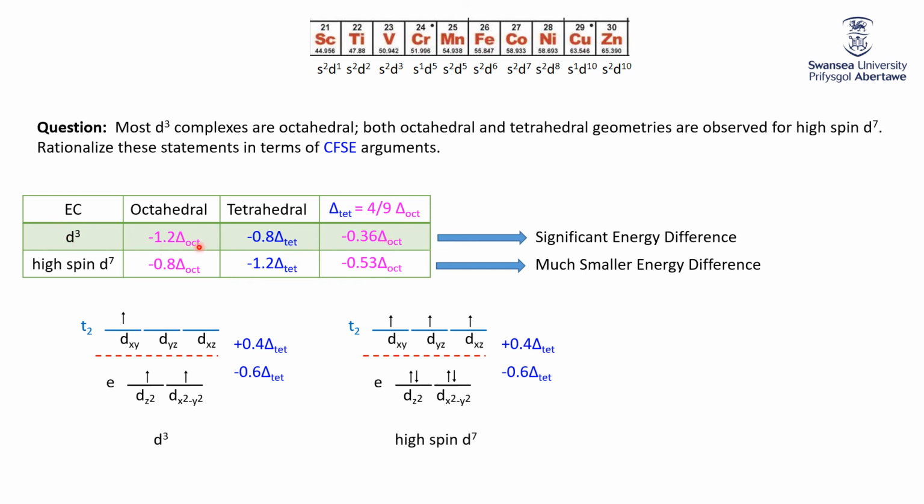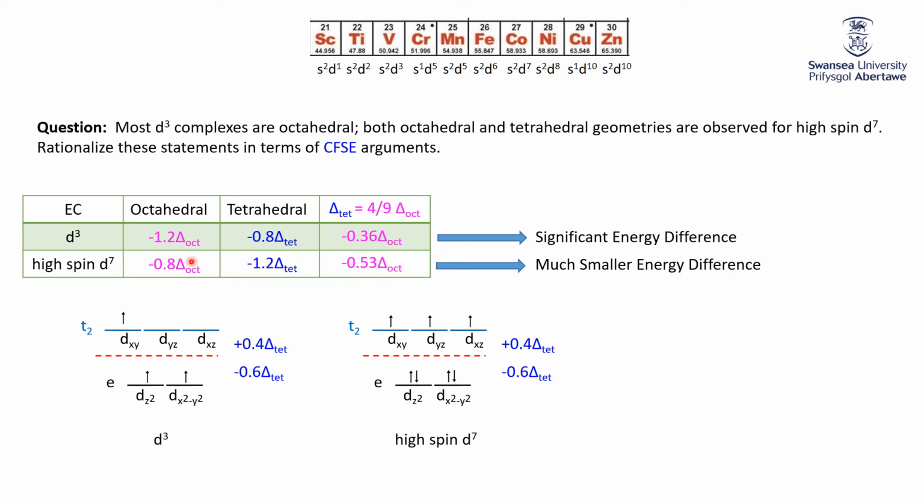The difference for the D3 is that octahedral is minus 1.2 delta oct stabilization, while tetrahedral is only minus 0.36 delta oct. There's a big energy difference there, regardless of the size of delta oct. So unless delta oct is absolutely teeny, that significant energy difference probably means octahedral rather than tetrahedral. Conversely, for the high spin D7, the difference between them is just about 0.27 delta oct. So if delta oct is small, this difference is going to be relatively small, and tetrahedral will be much more likely than it was up here.